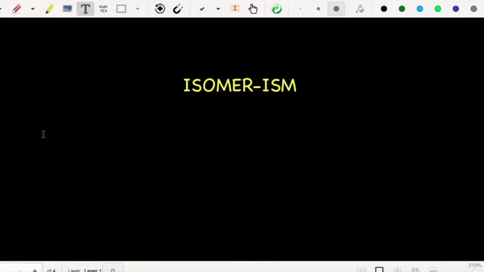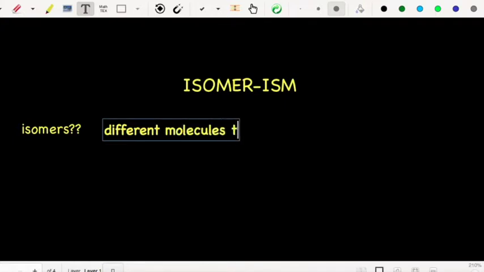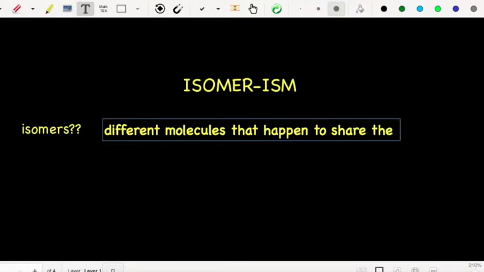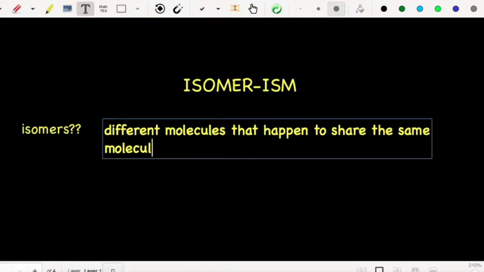Hello people, today we are going to talk about isomerism. So what are isomers? Well, isomers are different molecules. They are very different molecules that happen to share the same molecular formula.